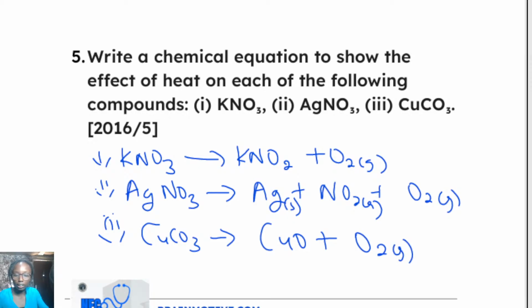You can go ahead and balance the reactions. That's fine. I'm just going to move very quickly. I want to just note which ones are solid and which ones are residues, and then which ones are gases. The question is just that straightforward.